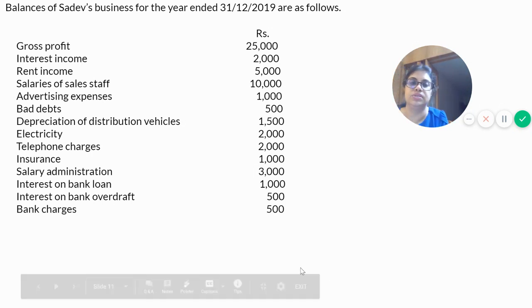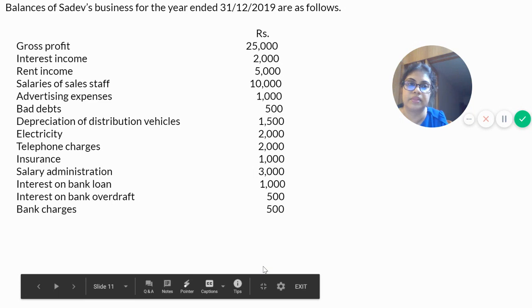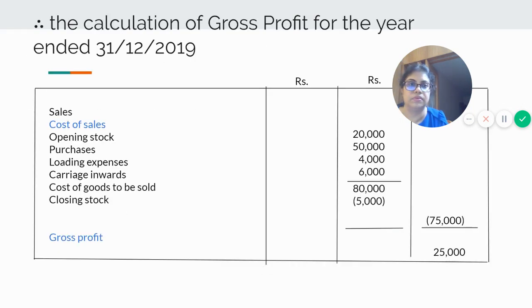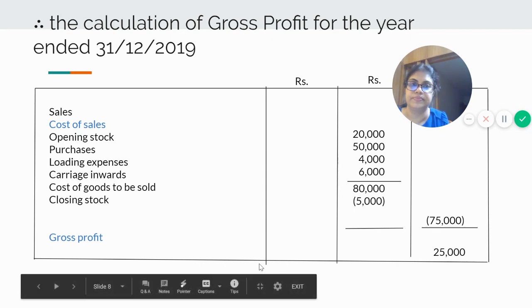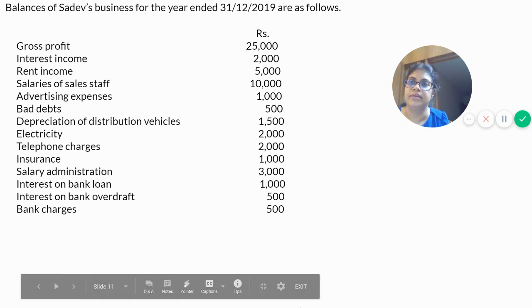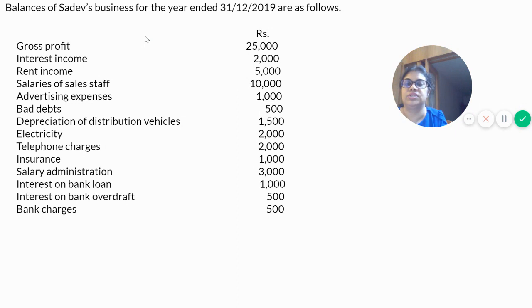This is the continuation of the previous gross profit calculation. This is the data related to that. Balances of Sadev's business for the year ended 31st December 2019 are as follows. Our accounting period starts from 1st January 2019 and it ends on 31st December 2019. So during that period, we have earned a gross profit of 25,000.